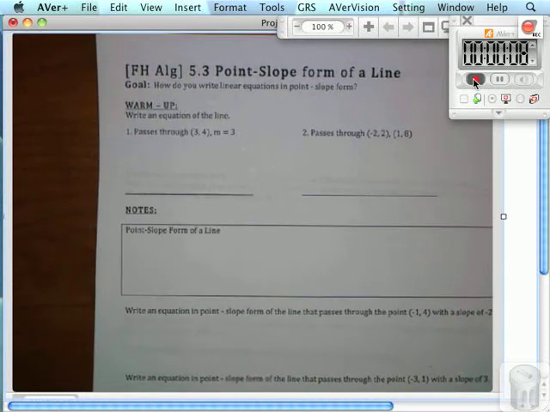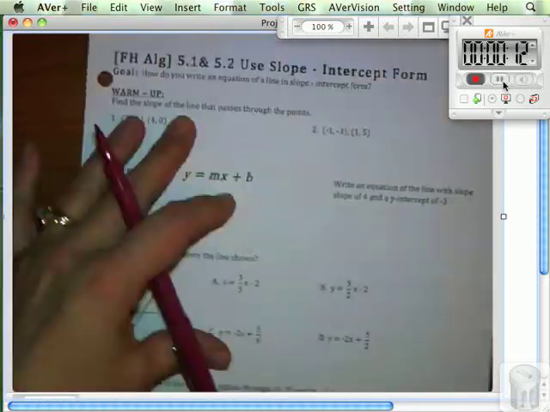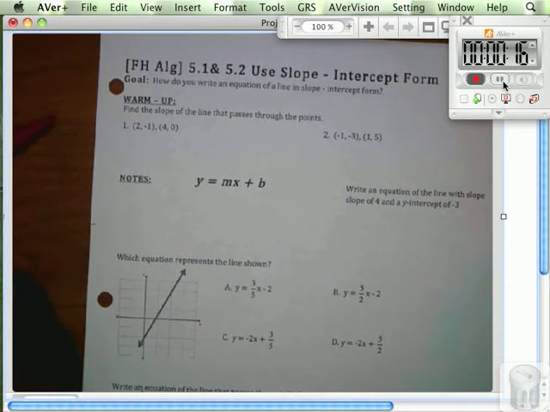So we're starting chapter 5. I had the wrong note sheet. This is all about slope, equations of lines, and different ways of writing an equation of a line. The first one we're going to do is slope-intercept form.